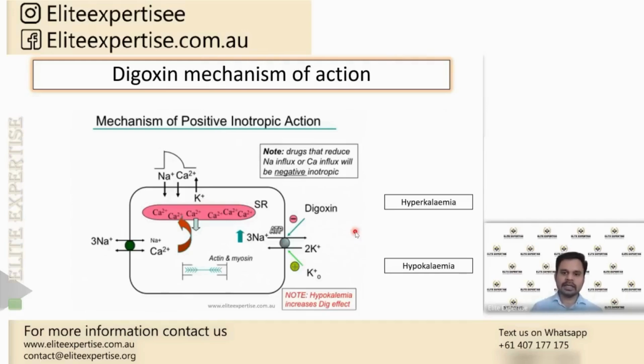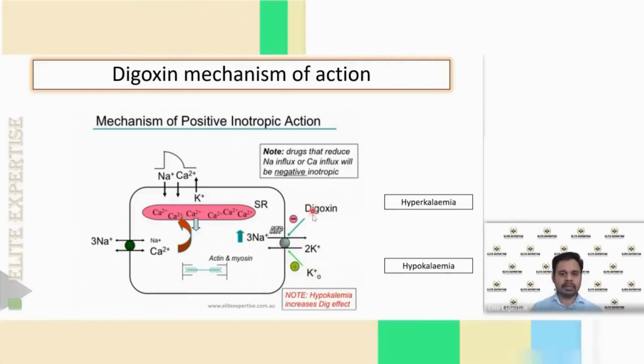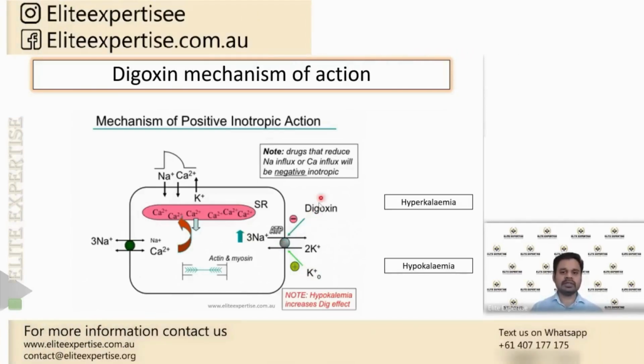On the other hand, in case of hypokalemia, that is when potassium concentration is low, more digoxin will bind and will keep on showing its action, and it may reach toxic levels. So hypokalemia will cause excess digoxin action, and sometimes it may also show the toxic effects of digoxin, whereas hyperkalemia will decrease the digoxin action and shows the subtherapeutic effect of digoxin.